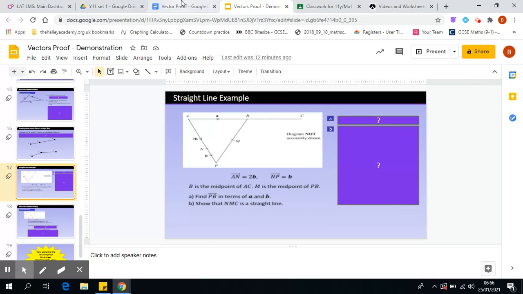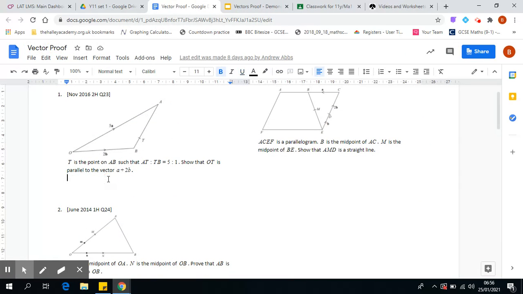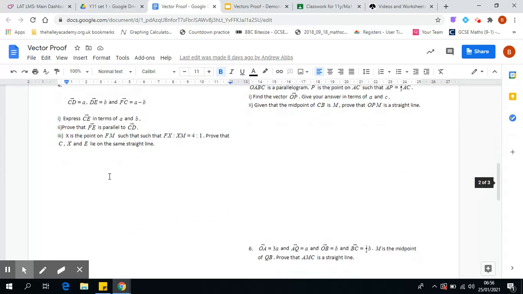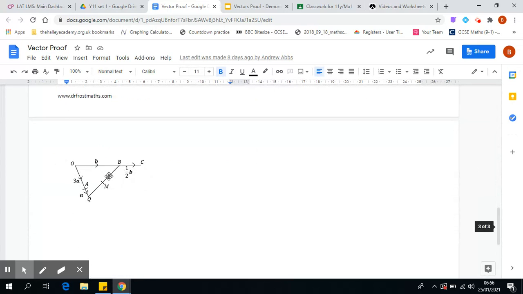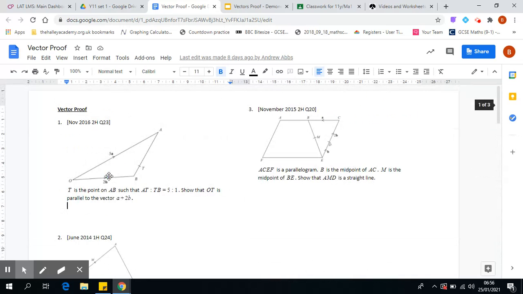Now you need to open the worksheet, vector proof. You need to type in the working out clearly and then solve the questions. Do ask me if you have any questions. Good luck.